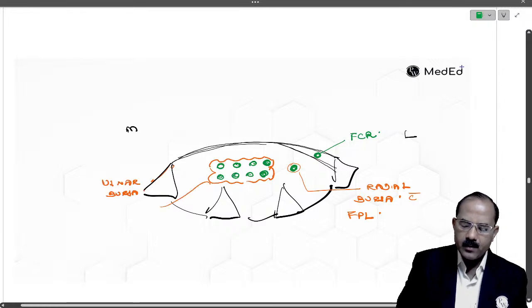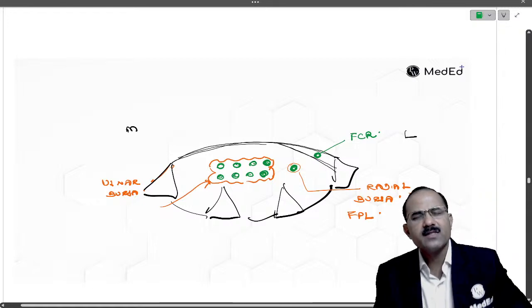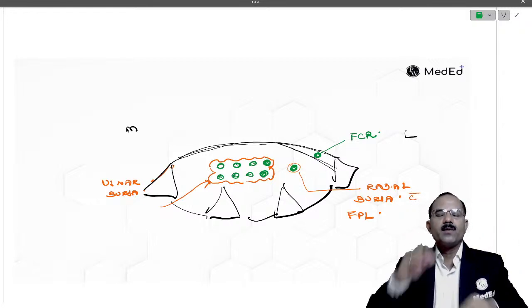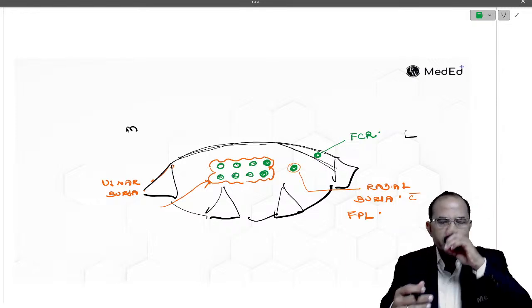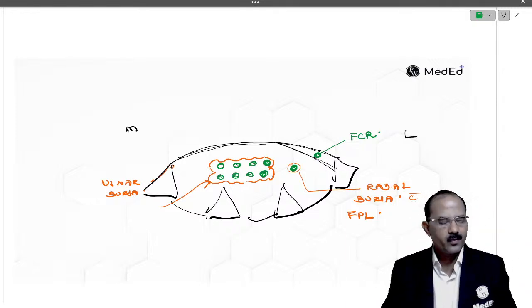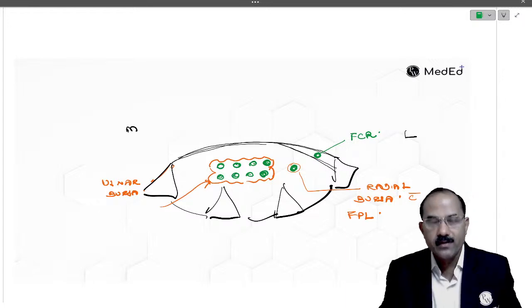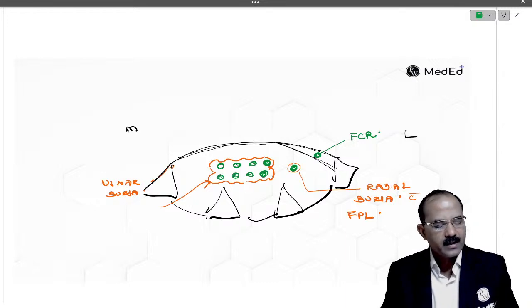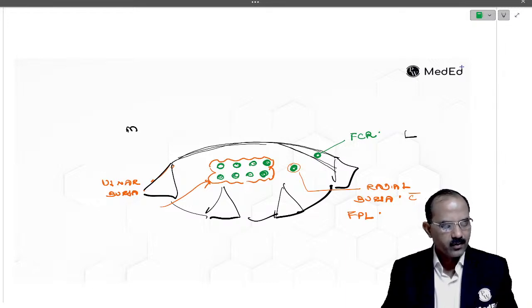And this ulnar bursa encloses which tendon? This is a very, very important MCQ. The ulnar bursa is going to enclose the tendons of flexor digitorum superficialis and flexor digitorum profundus. And the radial bursa is going to enclose which tendon? It encloses the tendon of flexor pollicis longus. Clear to all of you?